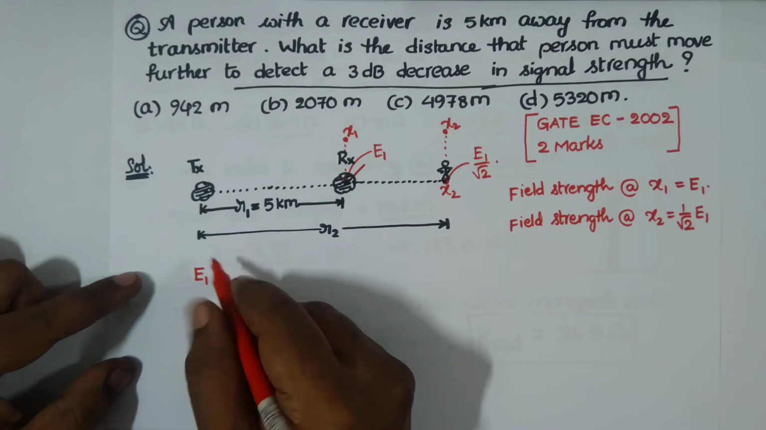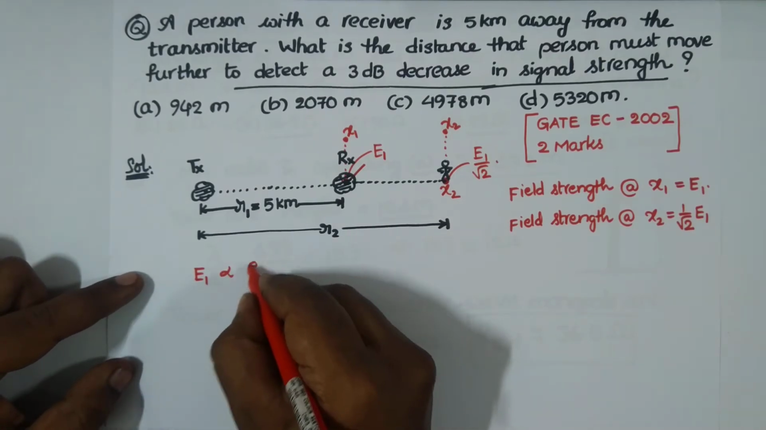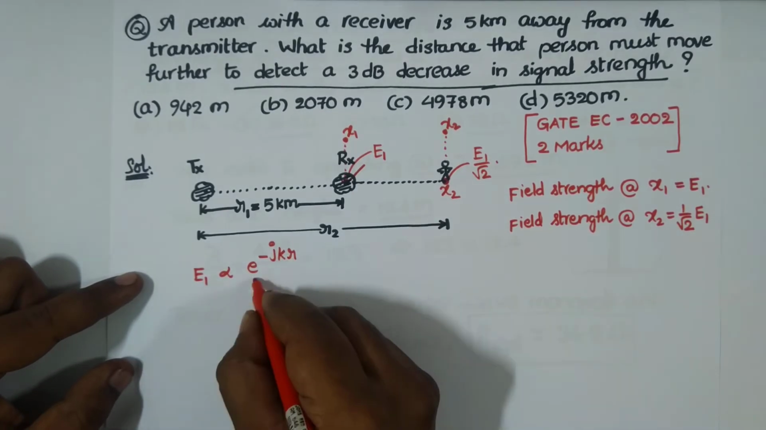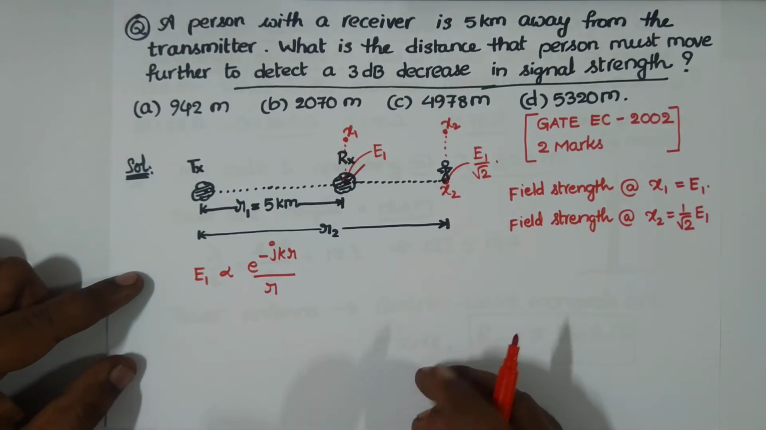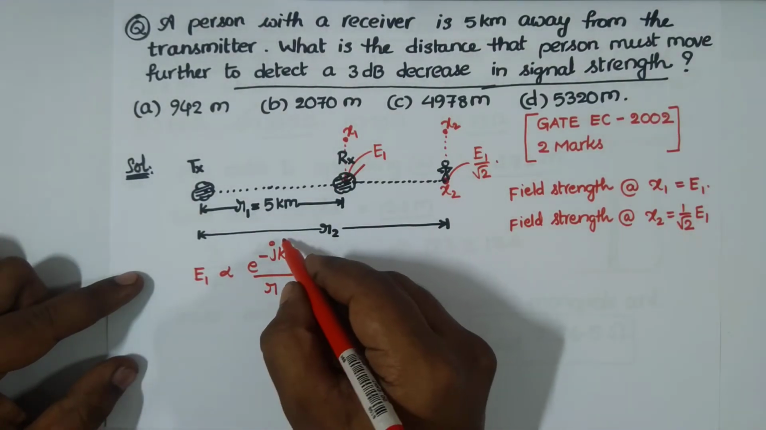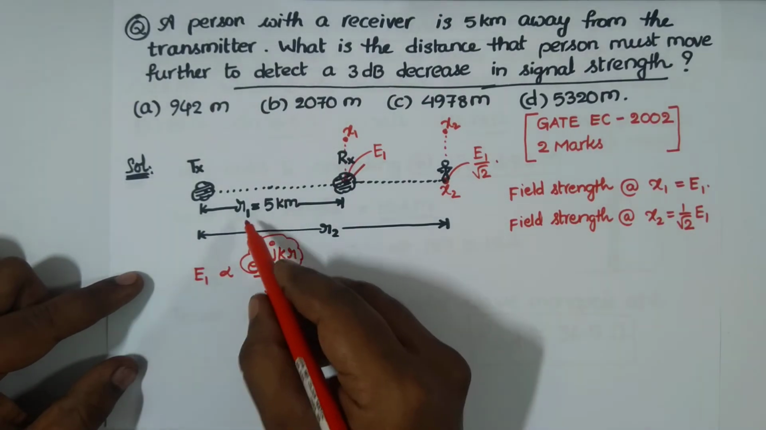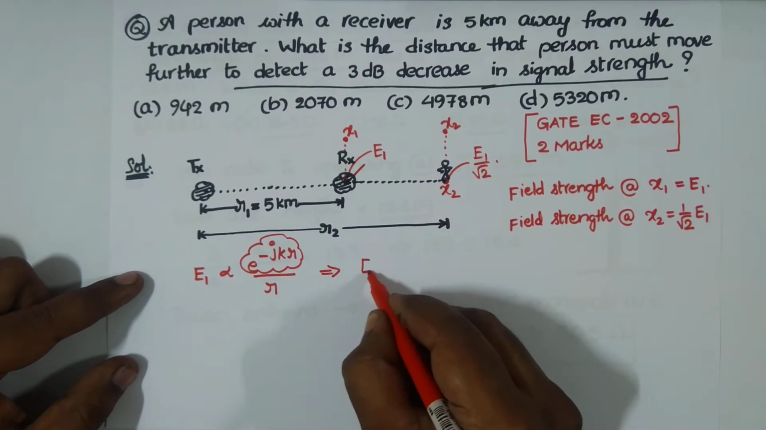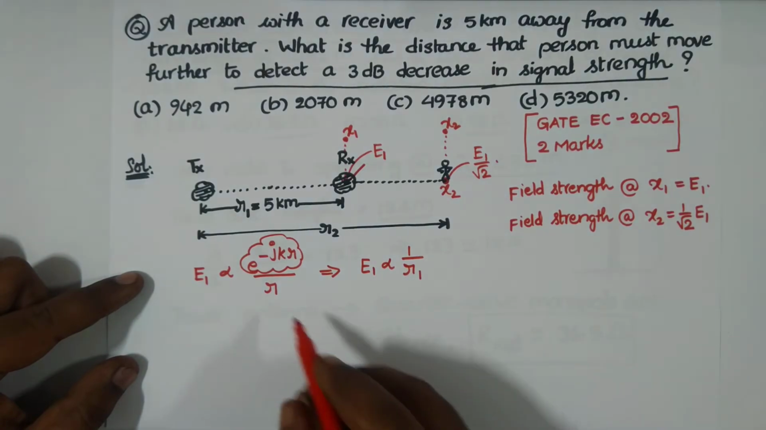Okay, so E1 is obviously proportional to, in the far field, e power minus jkr divided by r, where r is some radial distance. Now we don't require this quantity for now, because we have r1, r2 here, so we will modify it like this: E1 proportional to 1 over r1.